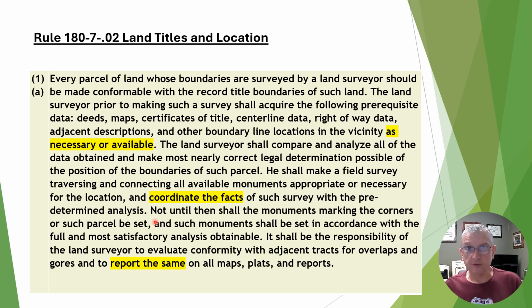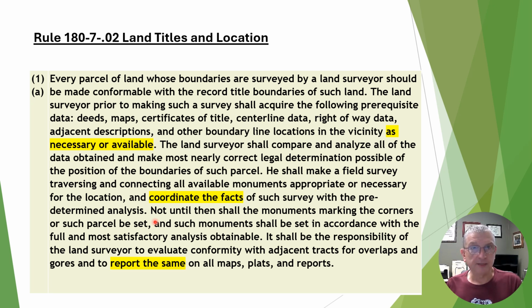What are we saying here? You've got to get everything that you can, as necessary and as available. Unrecorded plats and things are not available, but as they are necessary and available, we're to acquire everything. Number one. Then number two, we compile them and analyze them. Number three, we go survey. Number four, we coordinate the facts. Number five, we set the corners and draw the plat. So that's where this rule takes us.